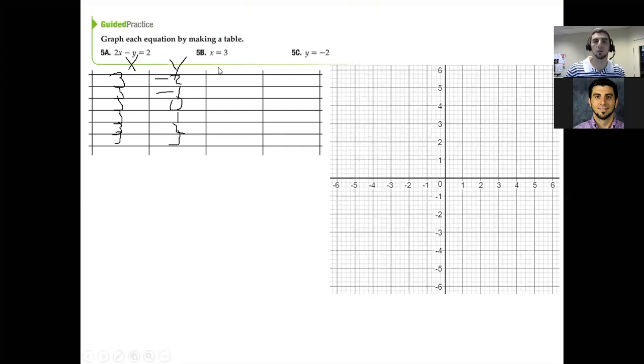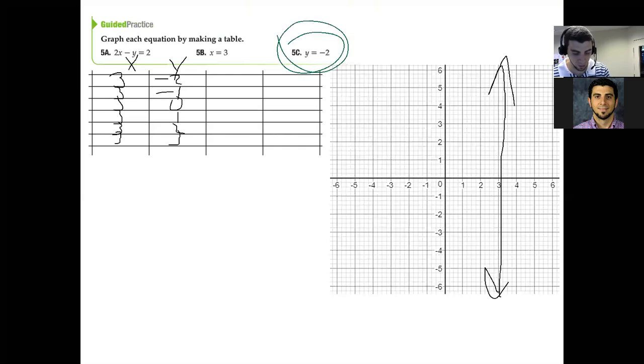But remember what we said before. When you have X equals a number, then it's a vertical line going through that x-intercept. So you would just go over here, put your vertical line. Similarly, when you have y equals a number, it's a horizontal line going through the y-intercept of that number. So I'm going to circle this in green, the green line rather. So you have y equals -2.